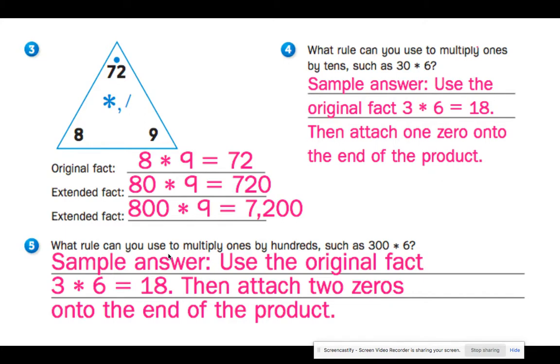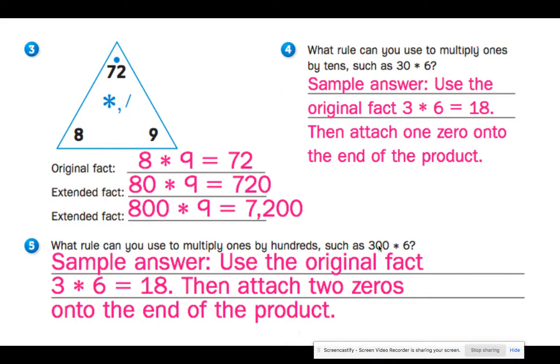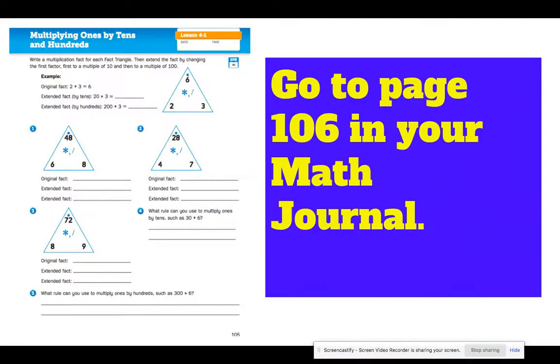Here we go. What rule down here can you use to multiply by hundreds, such as 300 times 6? Well, again, use the original fact. 3 times 6 equals 18. And then you're going to attach 2 zeros to the end of the product when you're multiplying by hundreds. This, my friends, is our learning target when we come up with a rule. So again, it's just attaching how many zeros you have in the first part of the problem to your answer. That's our rule. Pretty simple.